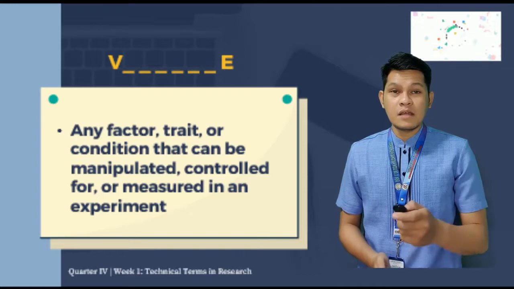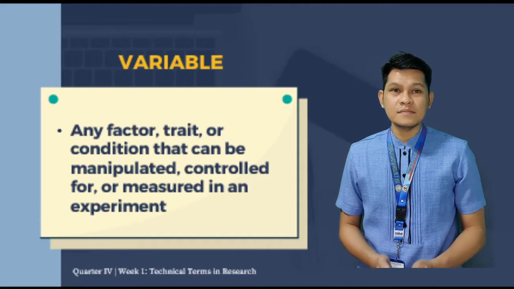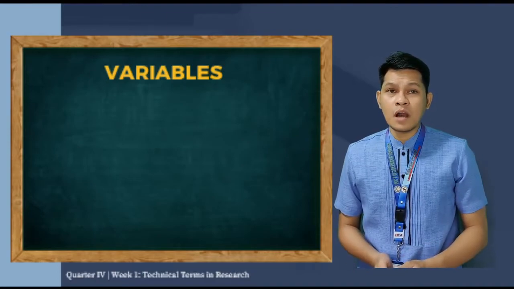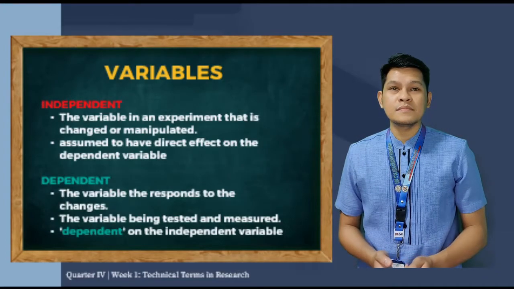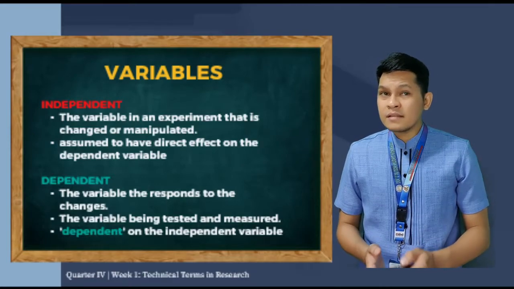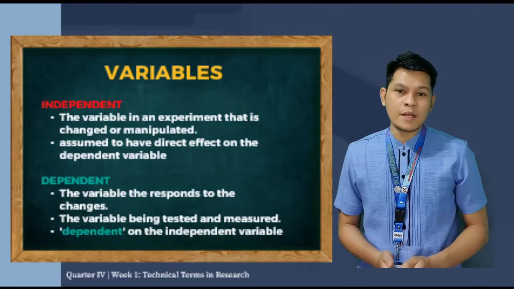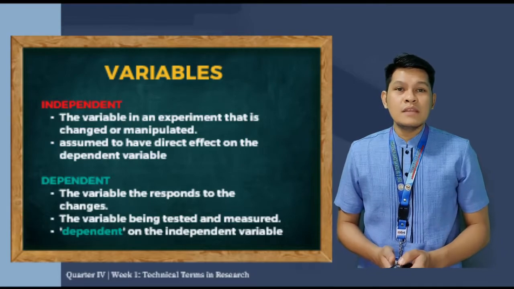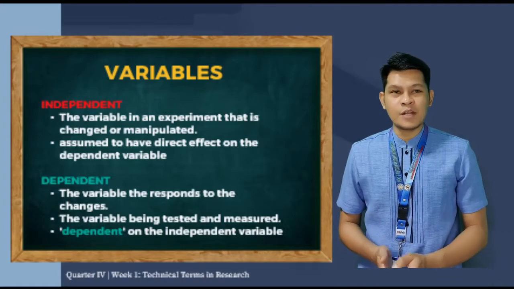Time's up. The answer is variable. Let's discuss it further. Well, basically, there are two common types of variables in research: the independent variable and the dependent variable. Independent variable is the variable in an experiment that is changed or manipulated, assumed to have an effect on the dependent variable, while the dependent variable is the variable that responds to the changes, the variable being tested and measured, dependent on the independent variable.